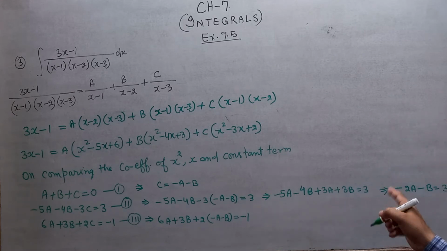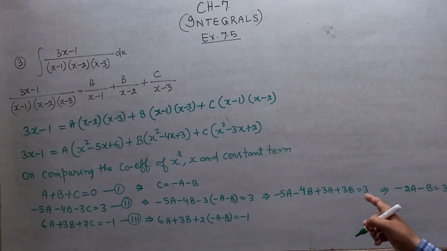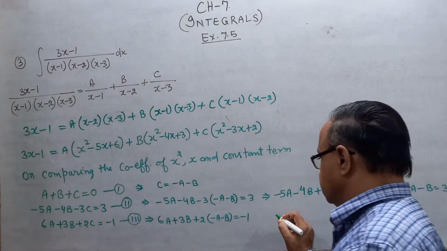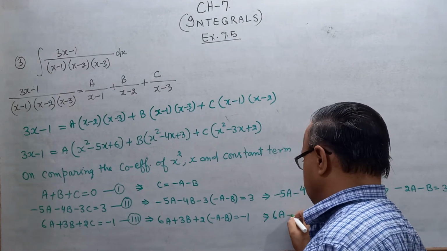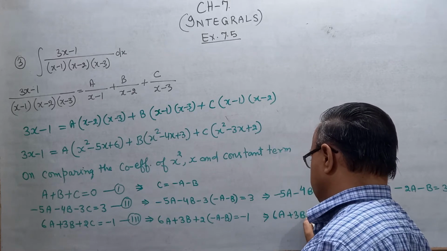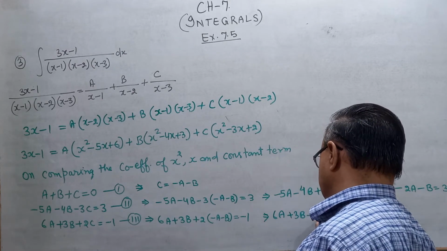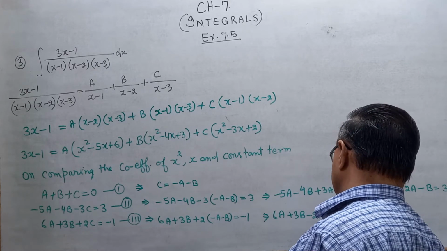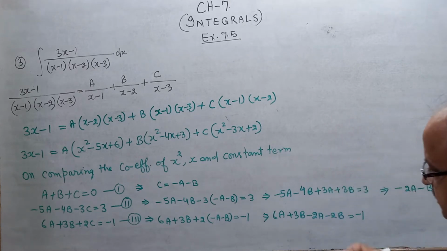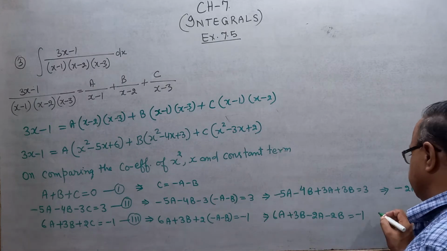Correct. Minus 5A plus 3A minus 2A, minus 4B plus 3B, that is minus B, and is equal to 3. And simplify this. 6A plus 3B minus 2A minus 2B is equal to minus 1.